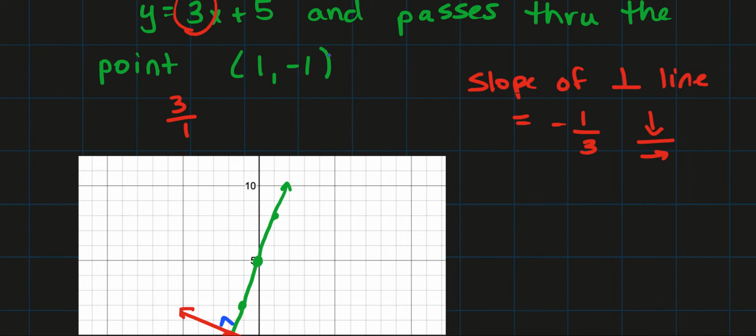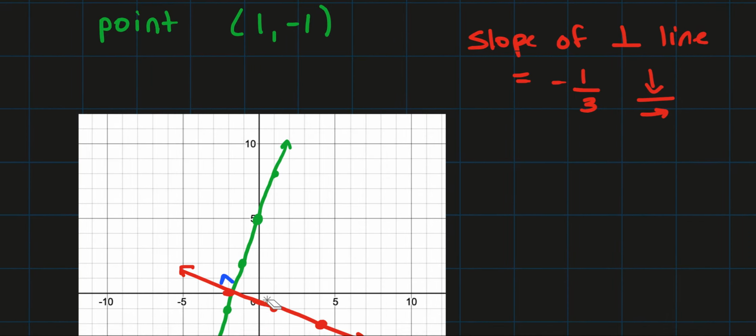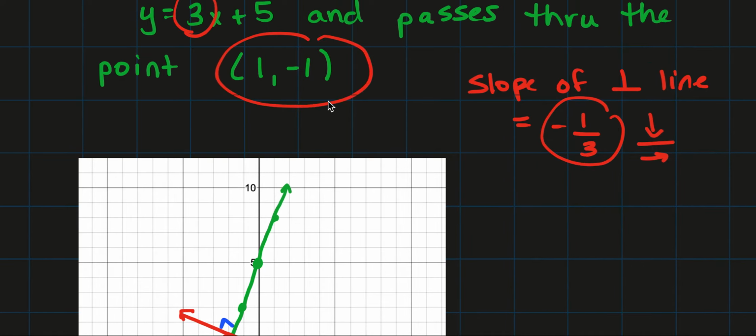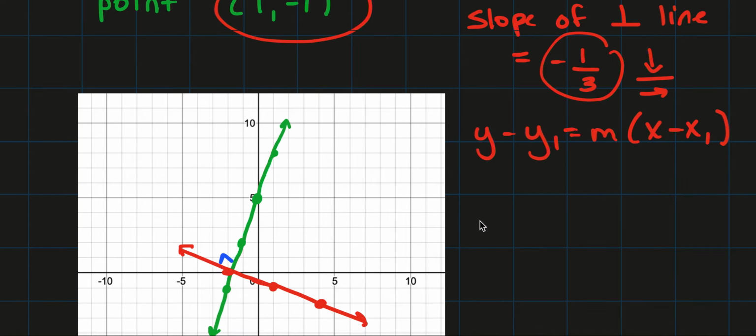Okay, now let's find the actual equation of this line. Now we have the slope of the perpendicular line and we have the point that it goes through, or at least one point it goes through, so we can find the equation. Again, we're going to use point slope form. y minus y1 is m times x minus x1. So y minus a negative 1 is equal to negative 1/3 times x minus 1.